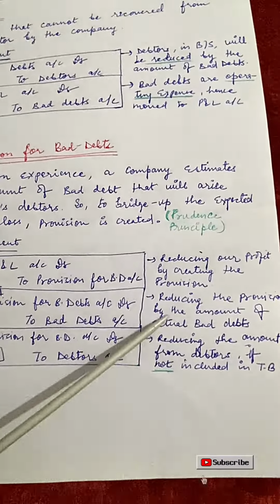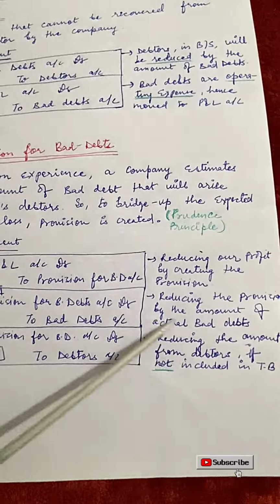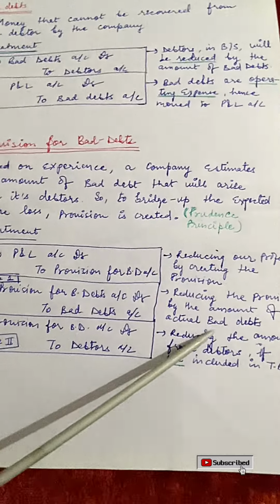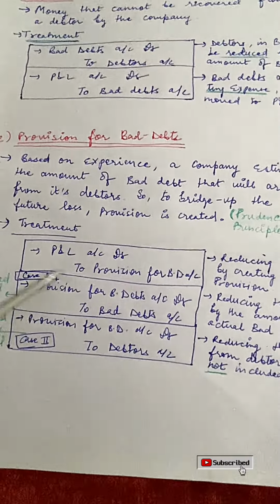Case number one. Let's say we created a provision of 5,000, but the actual bad debts turned out to be 2,000. So now we will reduce the amount of 2,000 from the provision. So the entry would be provision for bad debts account debit, bad debts credit. All this information was available in the trial balance.